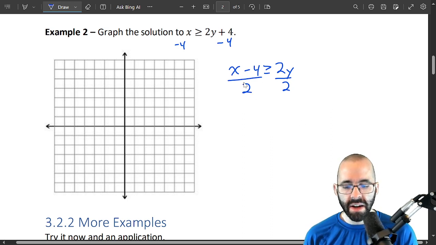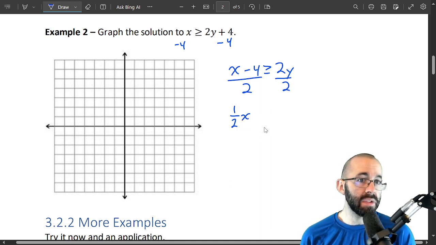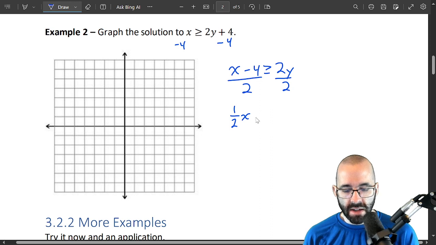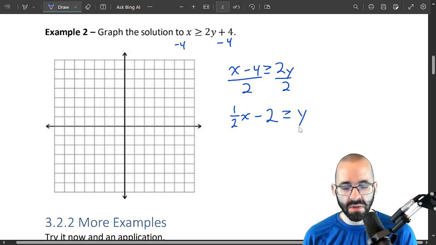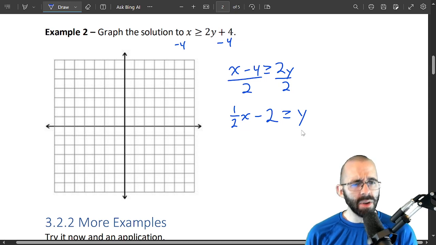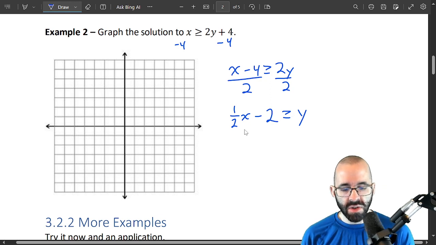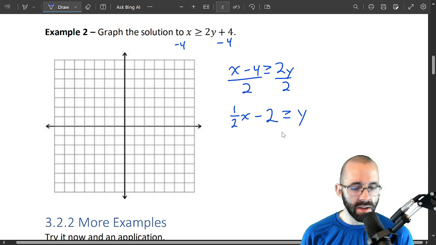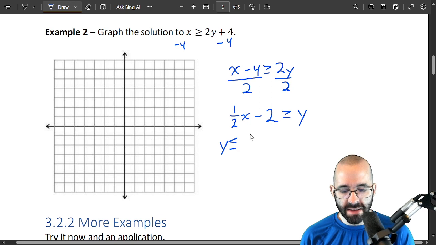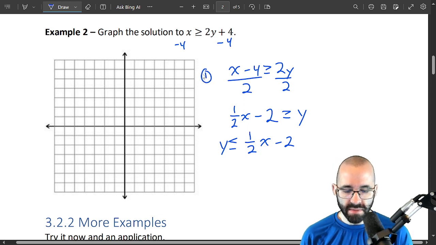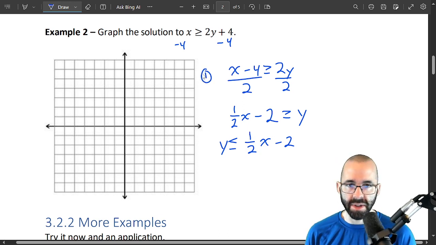That gives us x divided by 2. x divided by 2 is the same as x being multiplied by a half. Subtract 4 divided by 2. That's bigger than or equal to just y. And I'm going to rewrite it a little bit more. I like my variable to be on the left. So if this whole thing is bigger than or equal to y, that means y has to be less than or equal to that whole thing. Okay, so this is our step 1. And now we can graph this more normally.